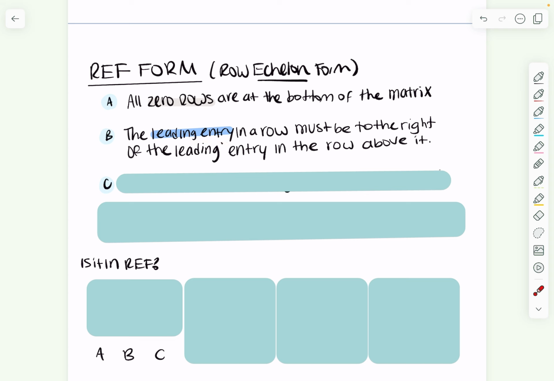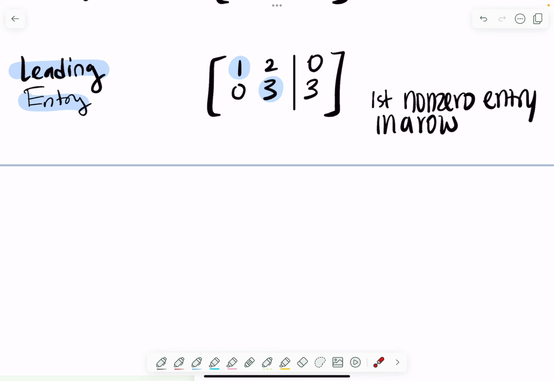If that doesn't make sense to you, that's okay. It didn't to me when I first heard of it, but it makes more sense when I visually show you an example in a second. But recall that a leading entry is just the first non-zero entry in a row. In other words, for every row, it's the first number you see that's not 0. In this case, this is the first number I see that is not 0, so 1 is the leading entry for row 1. And then for row 2, this is the first number I see that's not 0, so that's the leading entry for row 2.